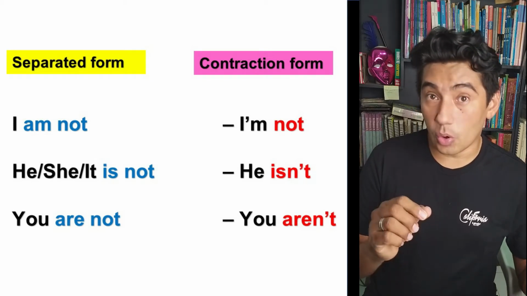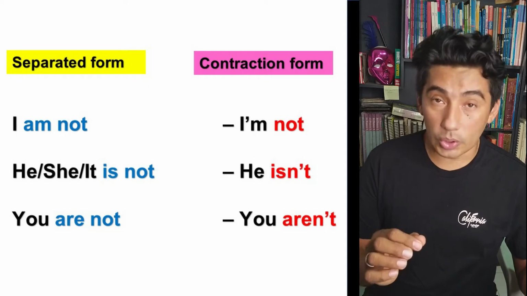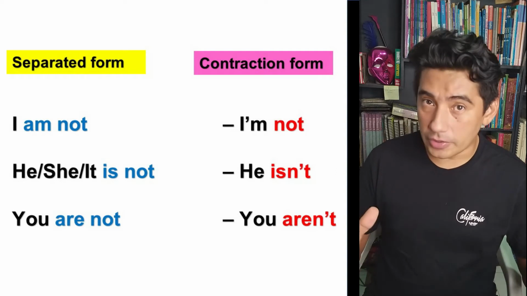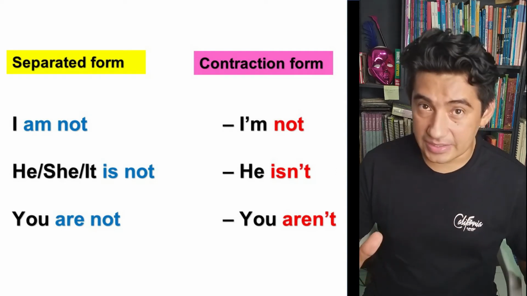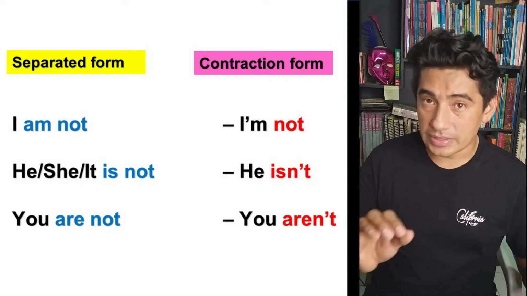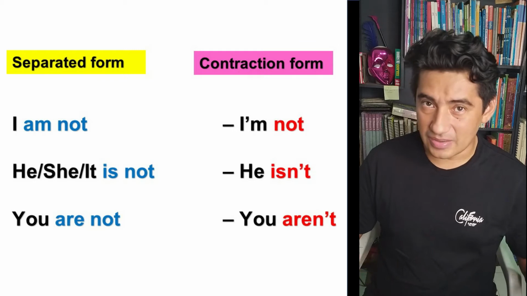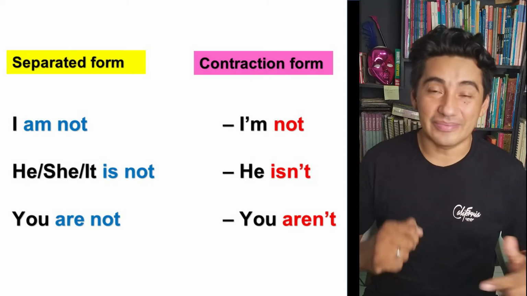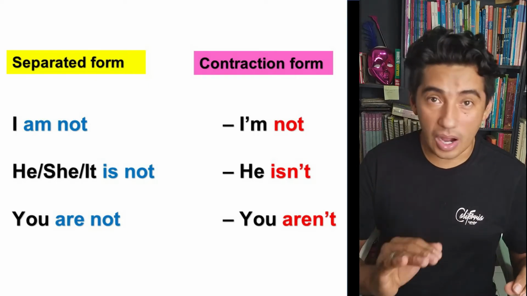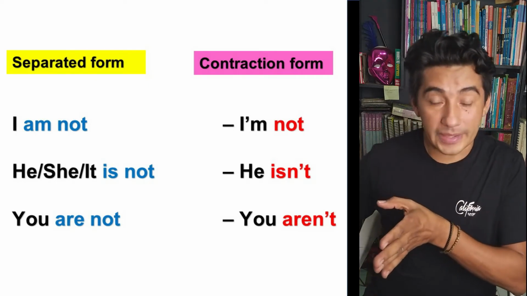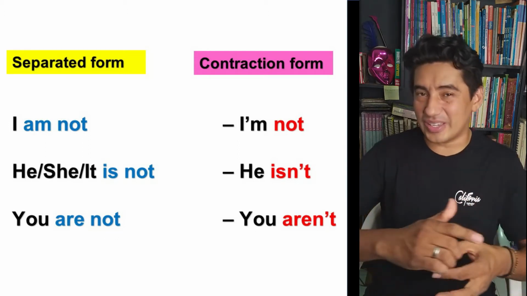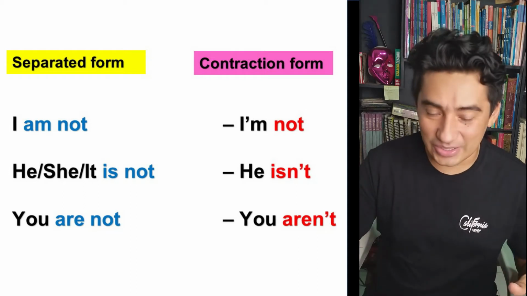The second one. He or she or it is not. In front, he isn't, or she isn't, or it isn't. Very good. Excellent. The last one. You are not. In front, you see, you aren't. Very good. Excellent. Okay? Continue. Next.